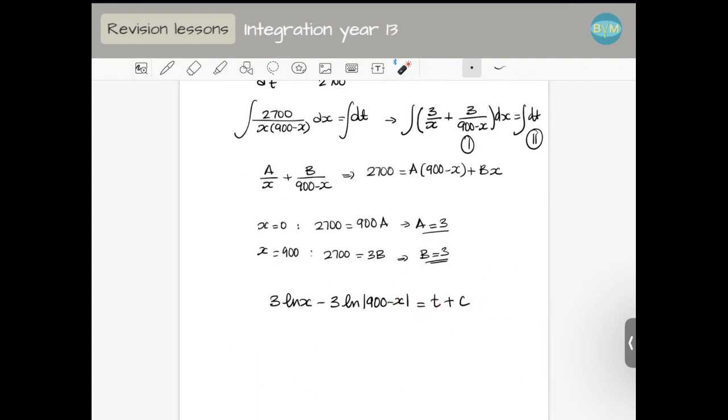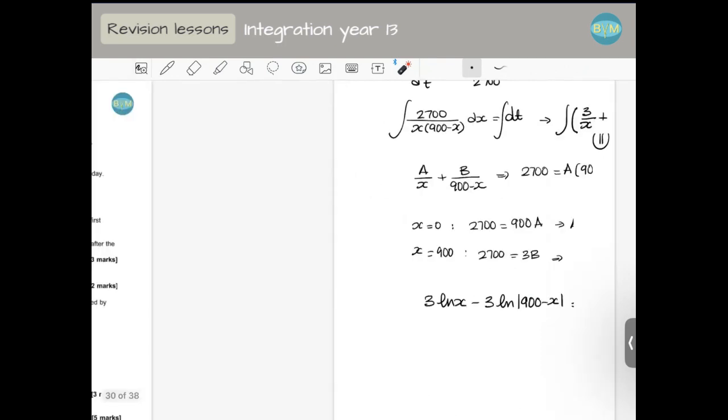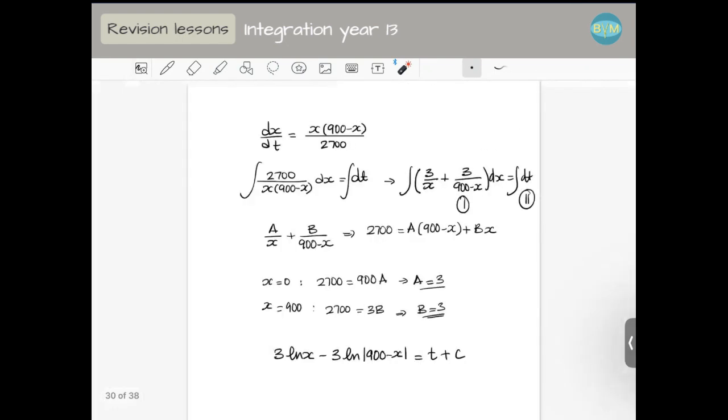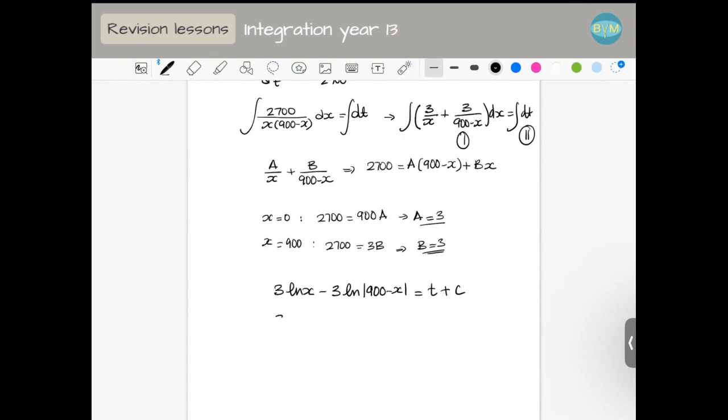Plus the constant of integration. How am I going to find that one? What am I going to use? I would say the easiest thing to use is this bit here. When t is 0, x is 25. So I'm going to substitute t by 0 and x by 25. So I have 3 ln 25 minus 3 ln 875 is going to be the constant of integration. It would be better to have the constant on the other side and have it positive. It's okay.